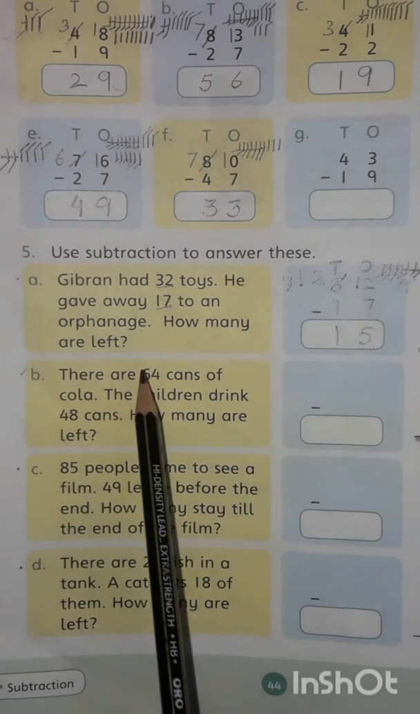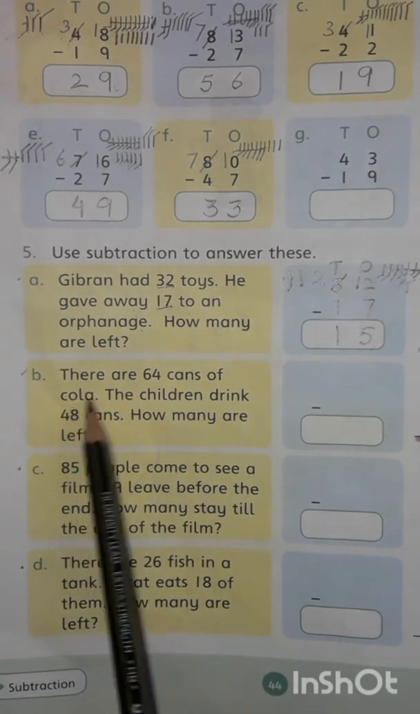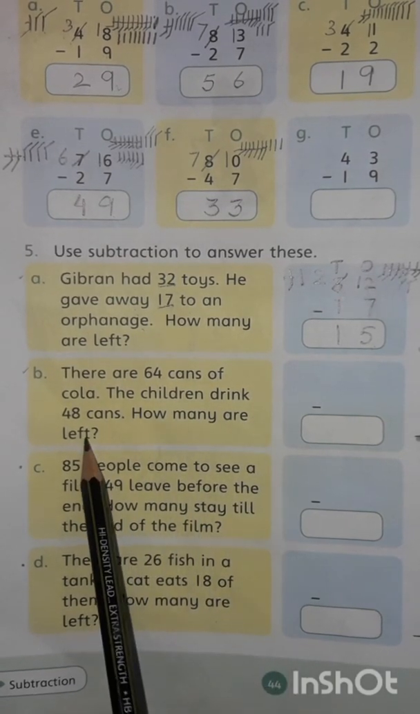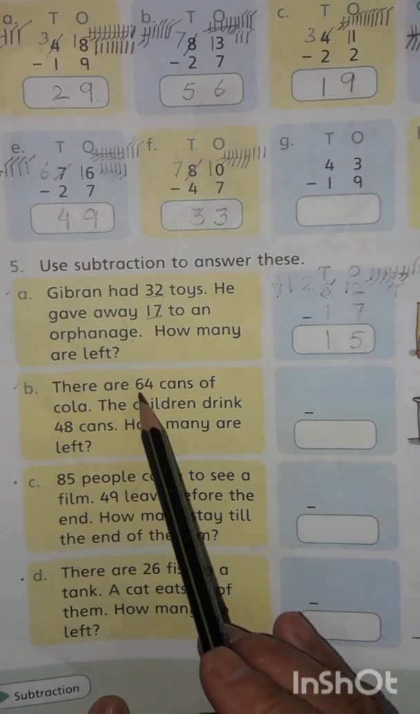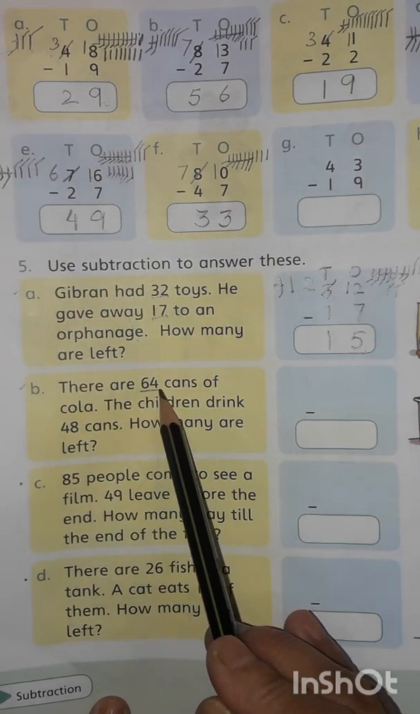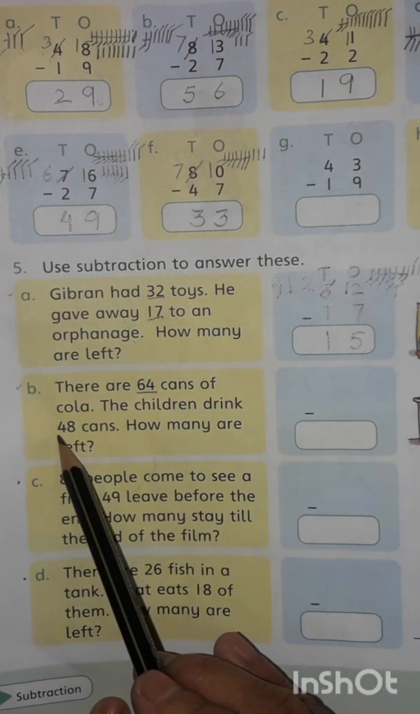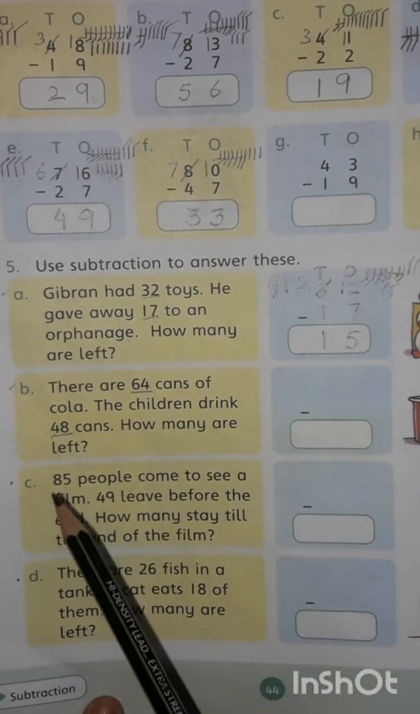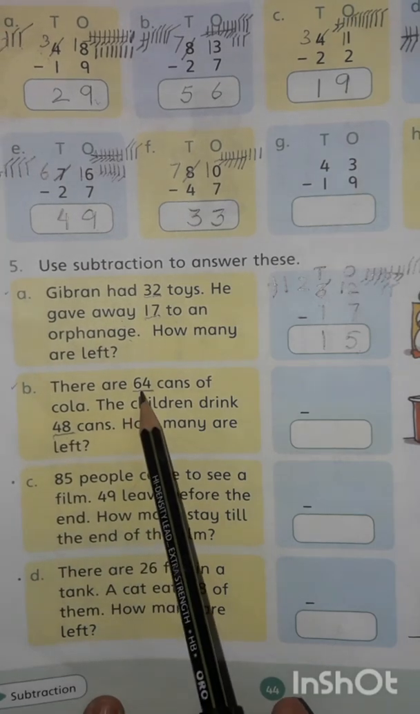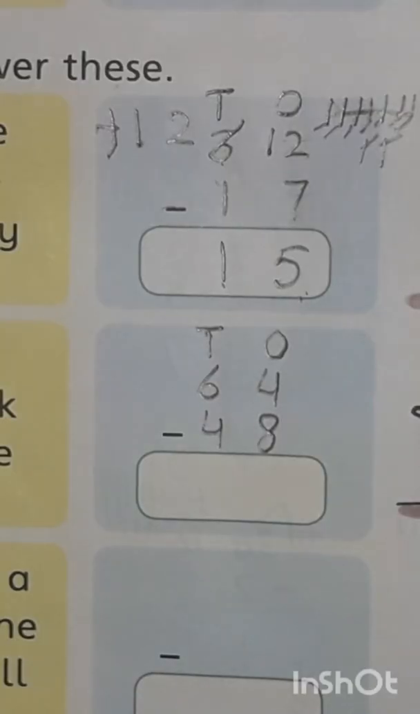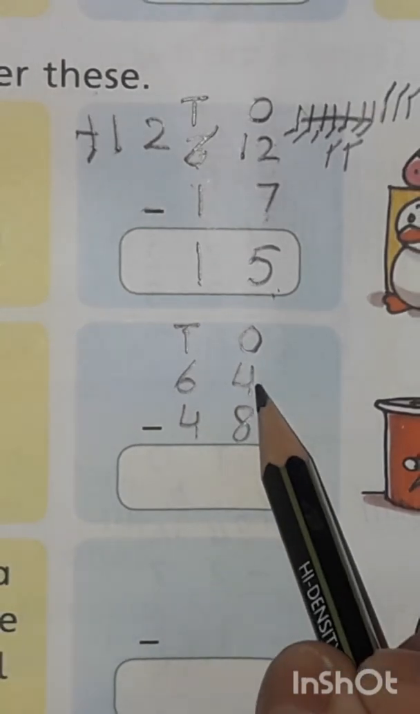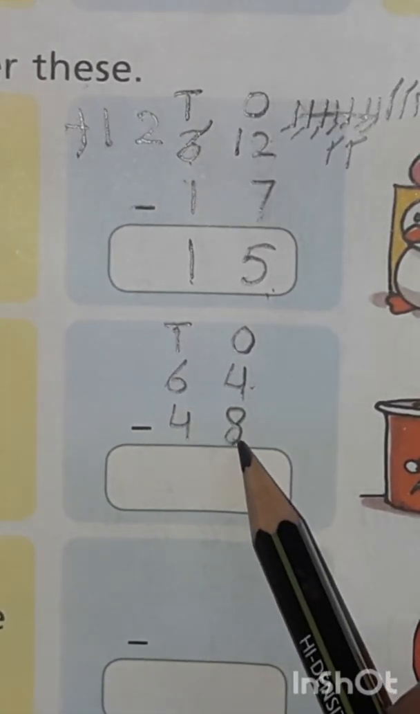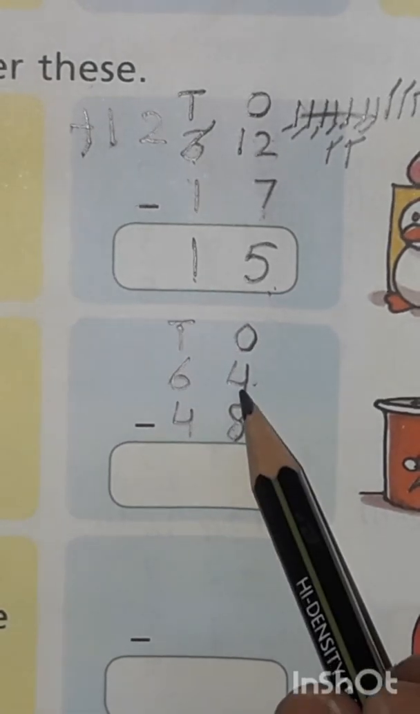B. There are 64 cans of cola. The children drink 48 cans. How many are left? Underline the digits. 64, 48. Now we will subtract 48 from 64. 4 is a smaller number. 8 is a bigger number. Not possible to subtract 8 from 4.